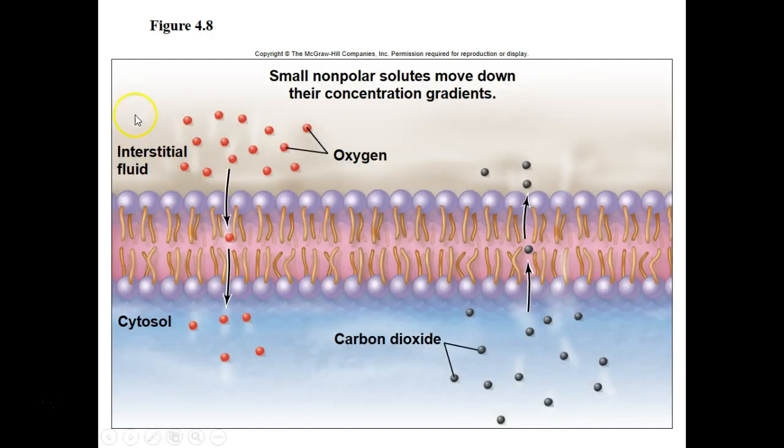So here we can see oxygen on one side of a gradient, and on the other side of the gradient we have carbon dioxide. So this would be like our lungs, right, up here, releasing oxygen to our blood. The oxygen is going to move from our lungs and go into our blood. Carbon dioxide, on the other hand, is going to move from our blood and go out into the lungs. Make sense?